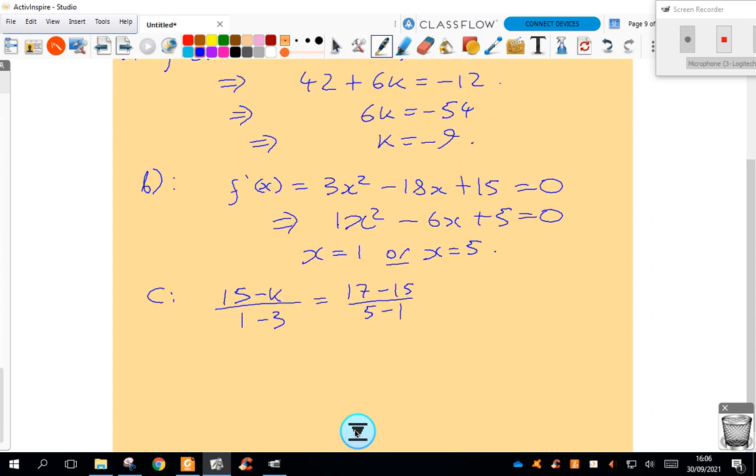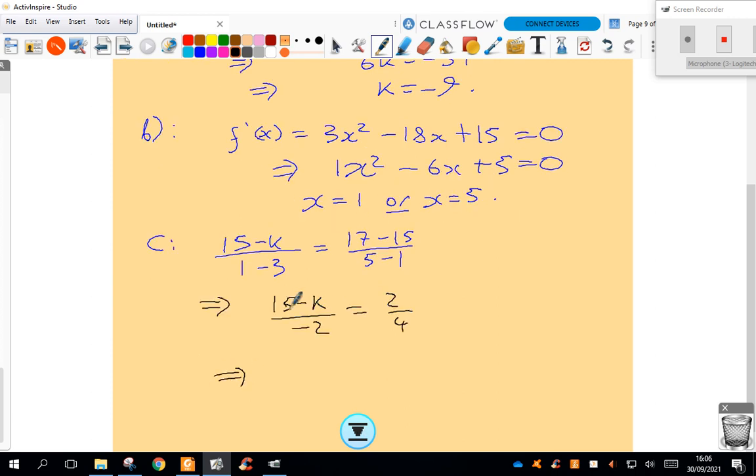And I've got a little proportion here that I'm going to solve. Two single fractions are equal. Just simplify everything a little bit. 15 minus k is equal to negative 2. And over here I'm going to get 2 on the top, 4 on the bottom. Cross multiply. 4 times 15 minus k, well that's 60 minus 4k, must equal negative 2 times 2, negative 4. Adding 4k on both sides, adding 4 on both sides, I'll get 4k is equal to 64. Which means k must be equal to 16. So the value of k that will make those 3 points all collinear is k equal to 16.